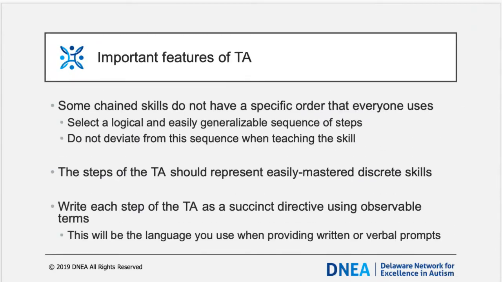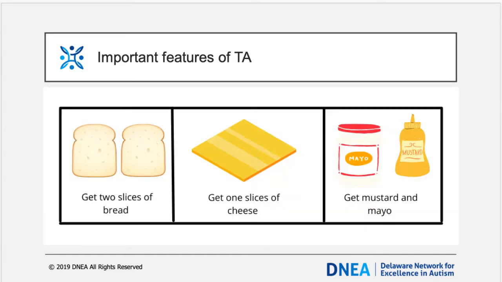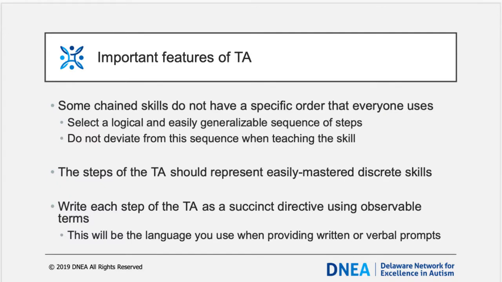There are several important features to remember when designing and using a task analysis. First, some chain skills do not have a specific order that everyone uses. Consider making a sandwich, for example. Some people may put the toppings on first, while others may put the mustard and mayonnaise first. It is important that you select a logical and generalizable sequence of steps that work for your learner.